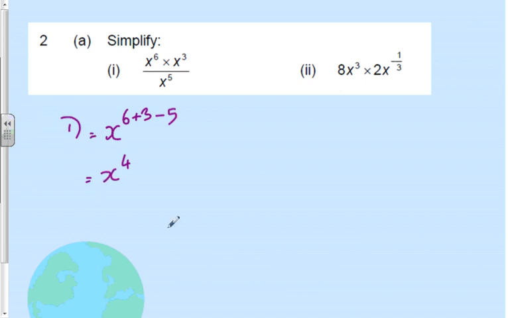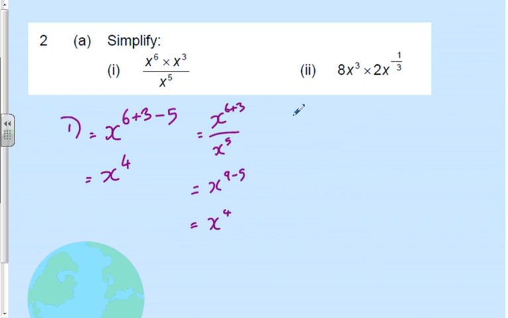We can do that in multiple steps. We can have, for example, x to the power 6 plus 3 over x to the power 5, which will then give us x to the power 9 minus 5, which is x to the power 4.